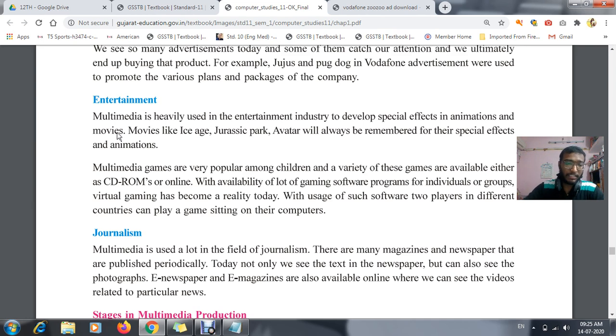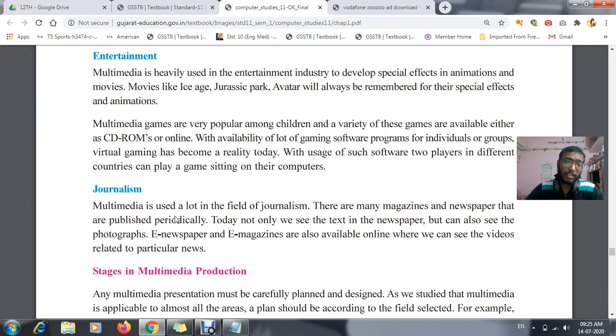Now next is your journalism. Journalism means, as you know, magazines and newspapers; this is the best example of journalism. Another best example is your e-newspaper, that is your electronic newspaper. First of all, we will talk about magazines and newspapers.